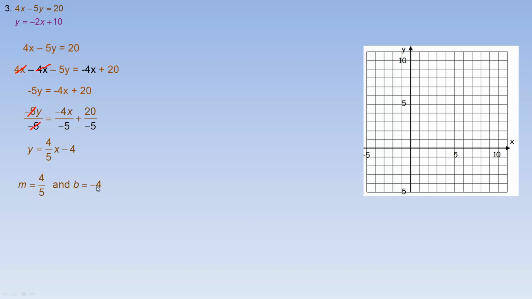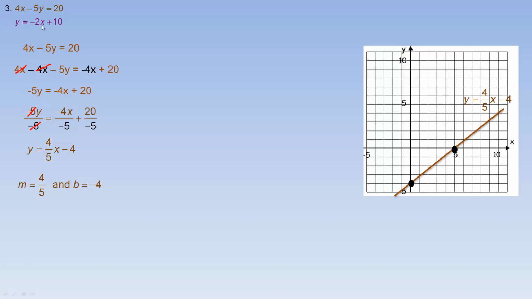So we'll start by putting a negative 4 here. And if the slope is 4/5, if we start from here and go up 1, 2, 3, 4, and then over 2, 3, 4, 5, that's another point on the line. So we can draw a line through those. So that's the y equals 4/5 x minus 4 line.